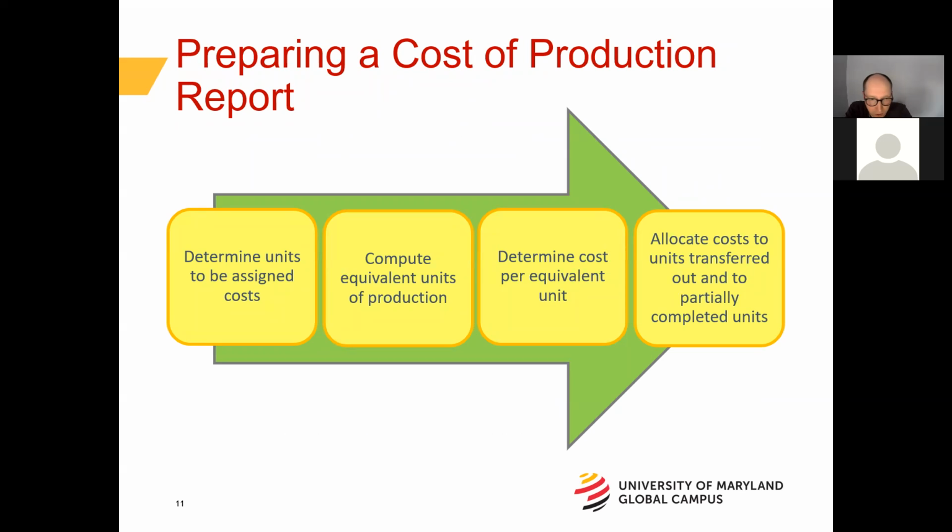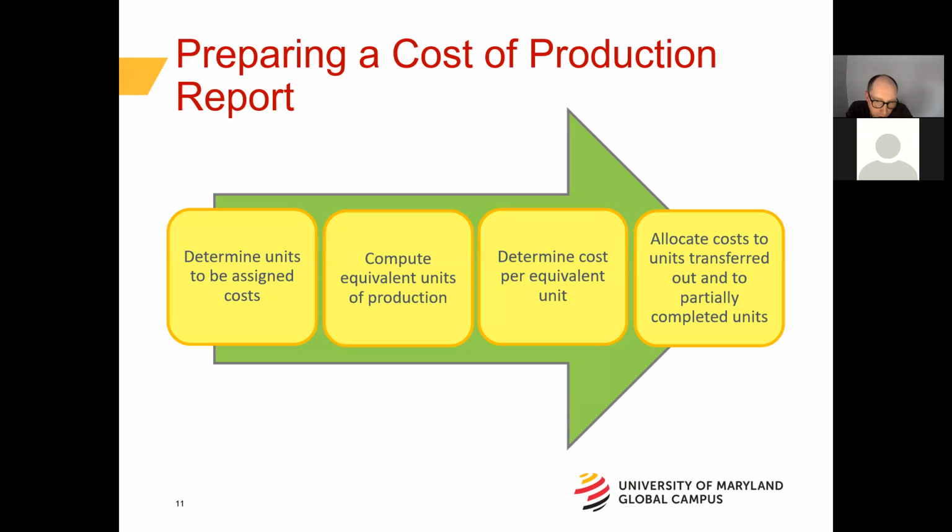Well, also partially completed. And so as we prepare this cost of production report, there are a couple of steps. The first step is, of course, to determine the units to be assigned costs. The units to be assigned costs include whole units and partial units. A partial unit is a unit that has not yet been completed. A whole unit is one that has been completed, or the equivalent thereof.